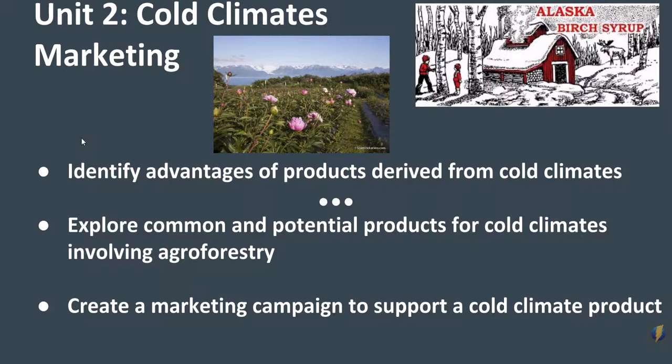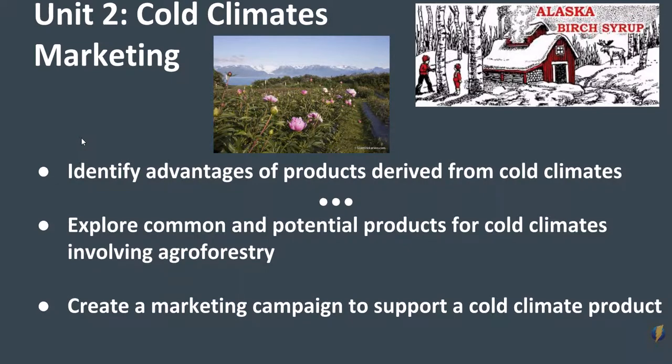Here we have two pictures: some Alaska birch syrup and then some peonies down in, it looks like Homer, Alaska. So we've got the ocean and the bay down below. And peonies, at least in this cold climate, bloom at a time that's hard to come by for most of the country, and so there's a niche market there that's been identified.